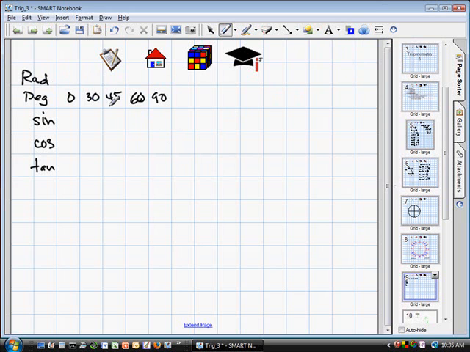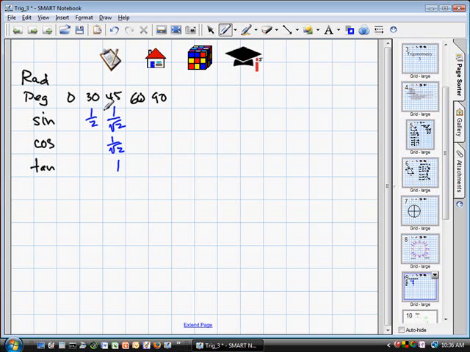I haven't really taught you 0 and 90 yet, but we just figured out from that triangle that the sine of 30 was 1/2, didn't we? And the sine of 45 was 1 over the square root of 2. And the cosine of 45 was 1 over the square root of 2. And the tangent of 45 was 1.